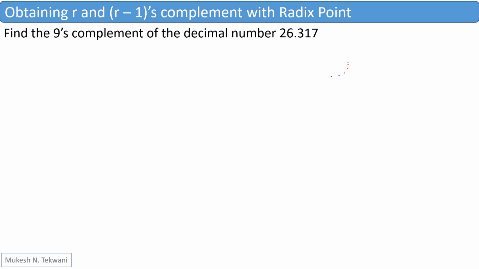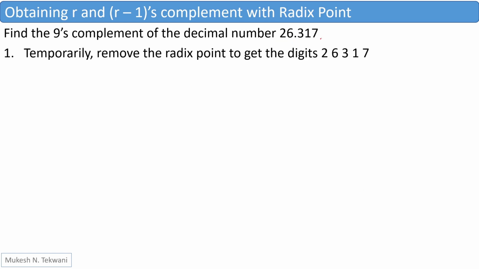So we are given a number 26.317 and we want to find the nines complement of this number. So we will temporarily remove this decimal point. We have the digits 26317, and now we'll find the nines complement of this. So we just take each digit and subtract that digit from 9.